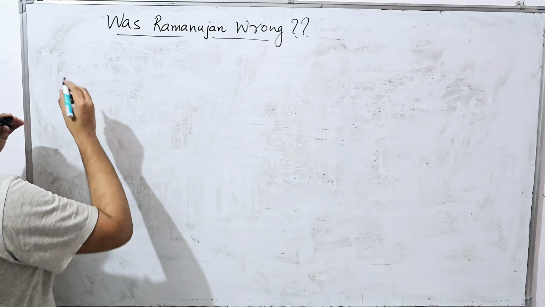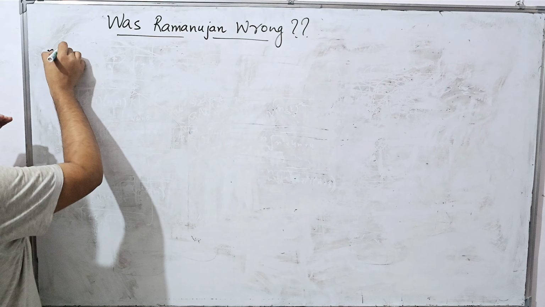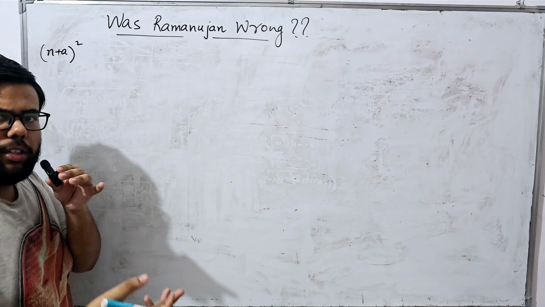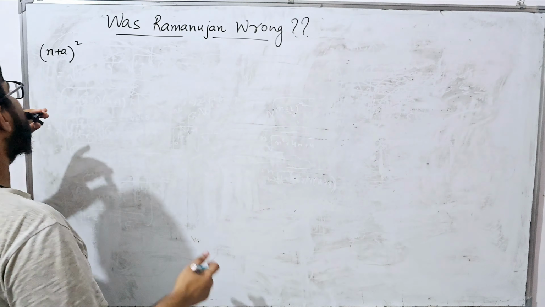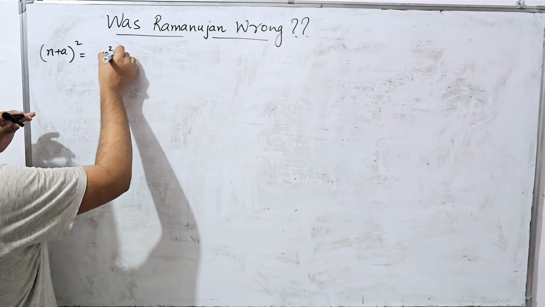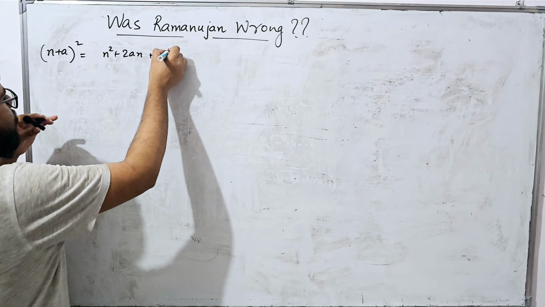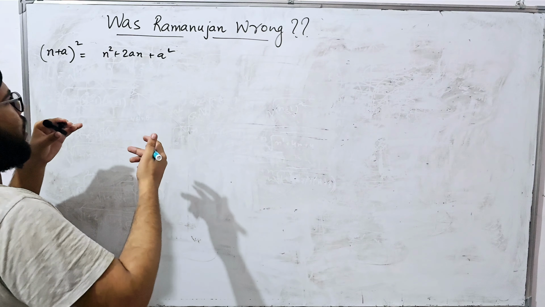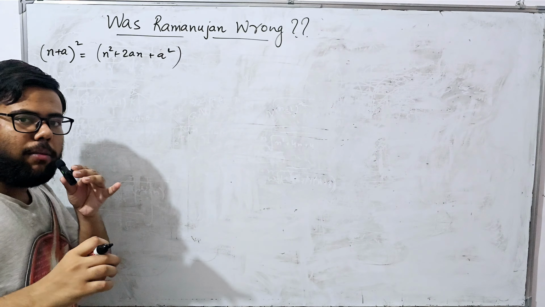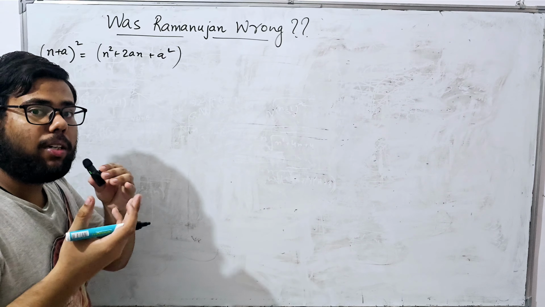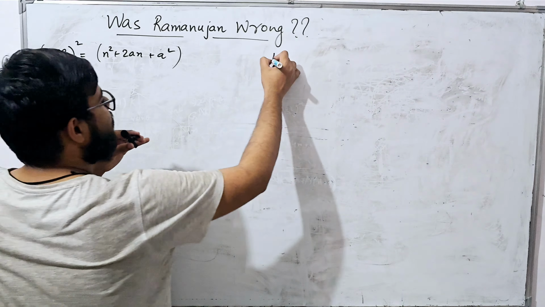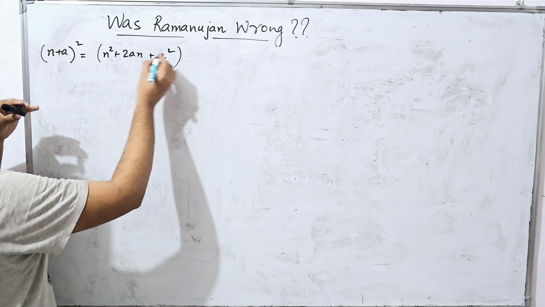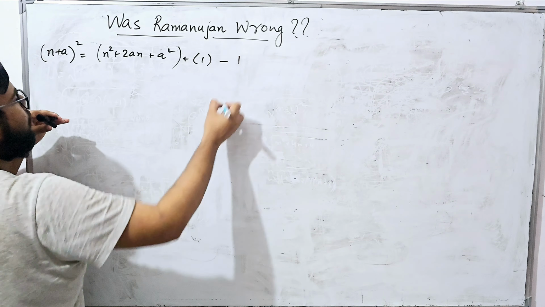So it is very simple. Like we can write n plus a whole square, right? Where a can be 0, 1, 2, 3, whatever value you want to take, right? So it becomes n square plus 2an plus a square, correct? Now you have to add and subtract 1, right? Because in the square root term there was a positive one term, like it was 1 plus some expression, right? Like that we were doing. Okay. So let's add 1 and subtract 1.